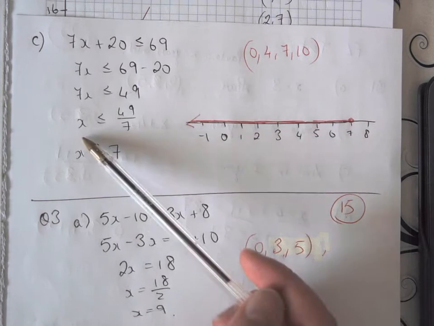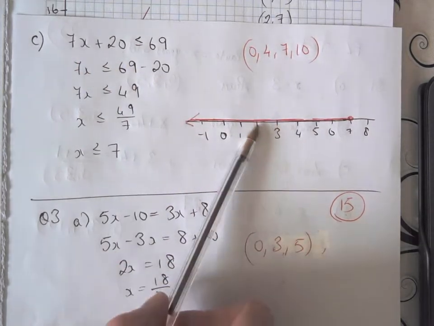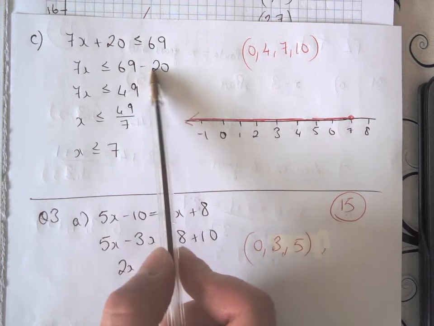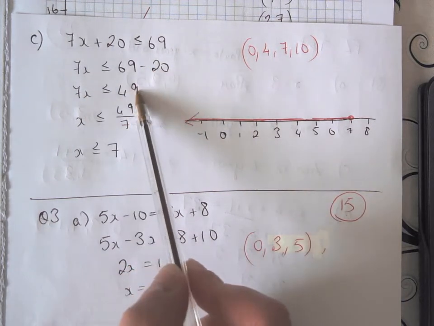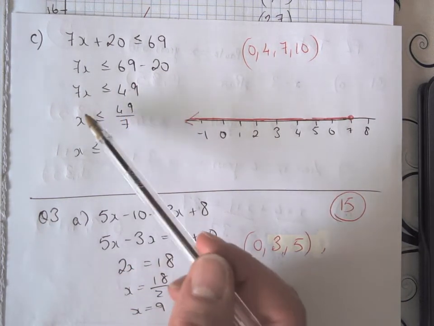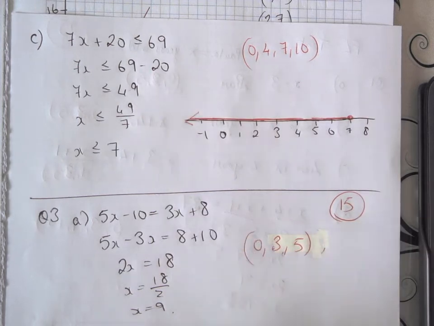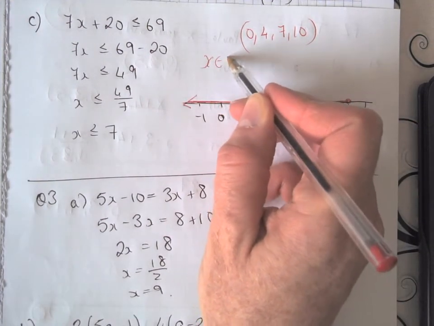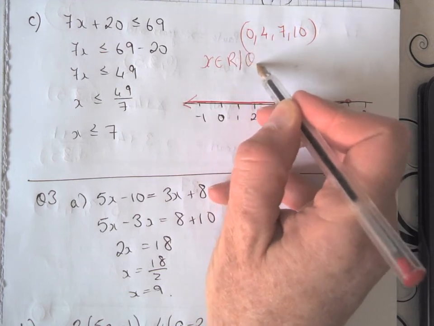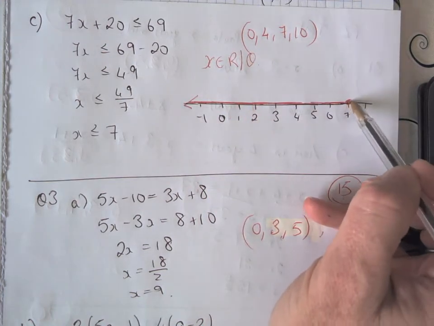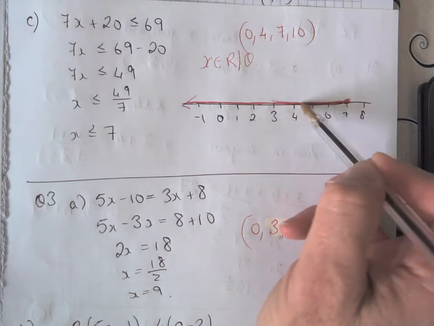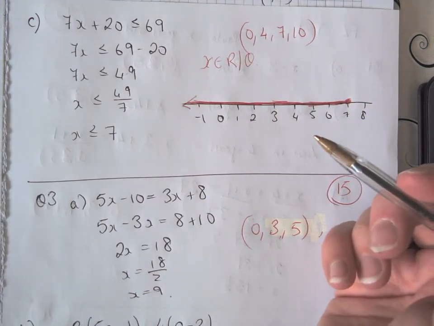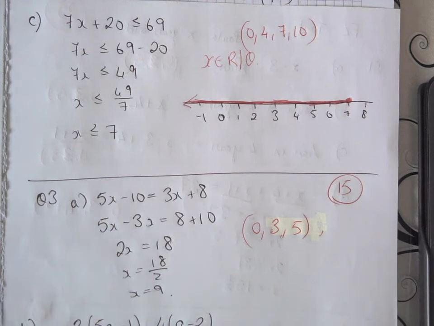Then again it was another inequality and you wanted to graph it, plot it on the number line. So bring the 20 over, so you get 7x is less than or equal to 49. Divide by the 7, x is less than or equal to 49 over 7, so x is less than or equal to 7. It was x is an element of R or Q, I can't remember which it was, but that's where you do your full line. So once you put your dot at 7 and shaded it in and put an arrow, you were good. Alright, and there was 10 marks going for that.